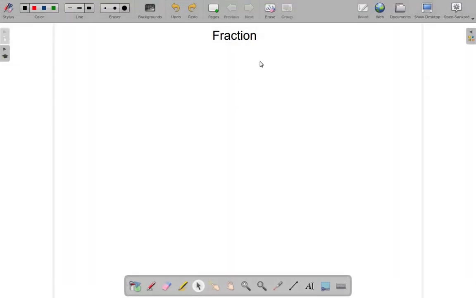Let's look at what is known as the fraction. Now, sometimes fraction is referred to as part of a whole, a part of an entire object, idea, population, whatever it is. All right.